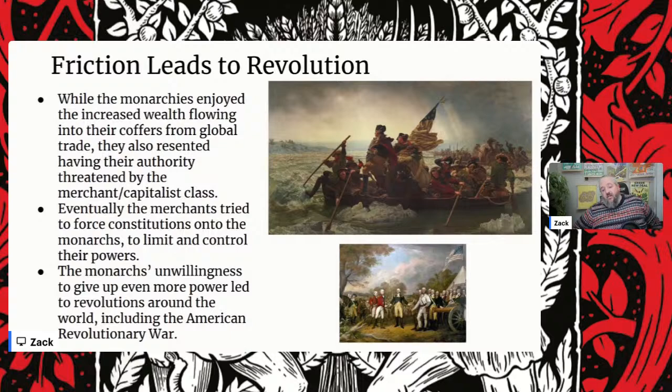The merchant class in the Americas were just sick of living under the thumb and having the resources drained by a bunch of nobles who did nothing for them. You know, they would be slow to send aid. They would tax them because they could, because what are you going to do? They just were not very nice to negotiate with from their point of view. And so they led a revolution.